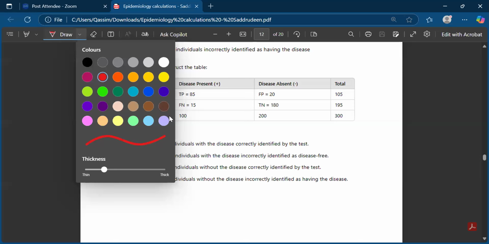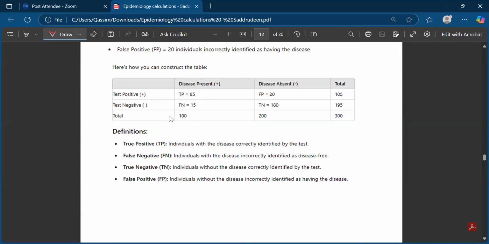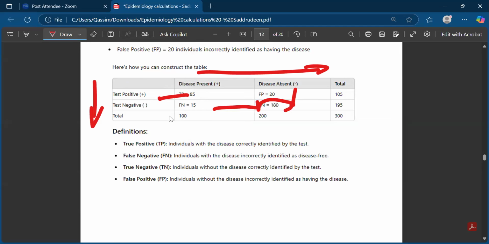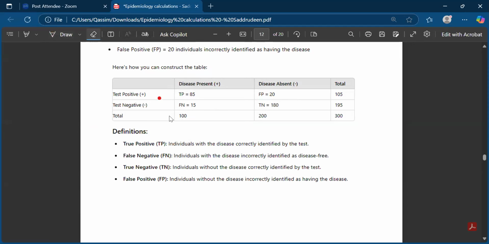Have you guys understood how we've come up with the table? You always put your disease across. This one you have to know. It's the golden rule. Then anything else, you just put it down. Positive comes to this box, negative comes to this box. With that in mind, let's now calculate the sensitivity, the specificity, those things.